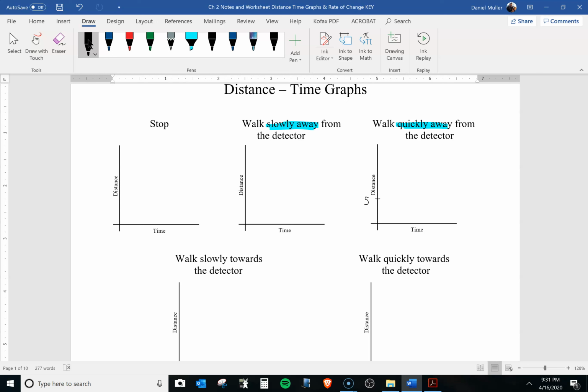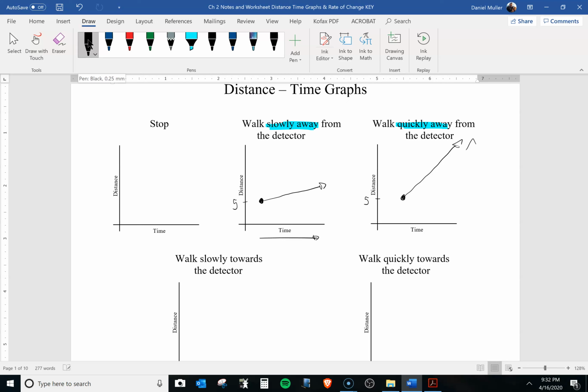What would it look like as time is going on to walk quickly away from the detector? Well, if you were 5 feet away and you were walking quickly away, you'd be walking further away, looking something like that. As time goes on, you're walking away pretty fast. As opposed to over here, as time goes on, you could be slowly walking away.